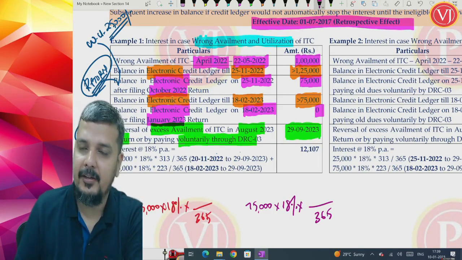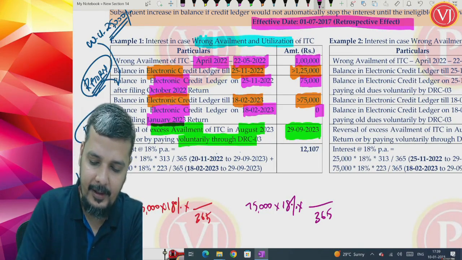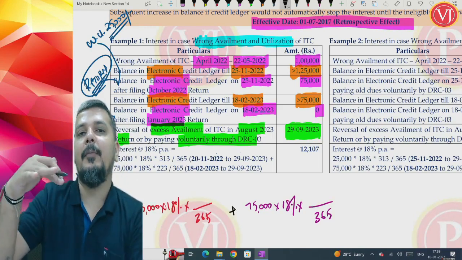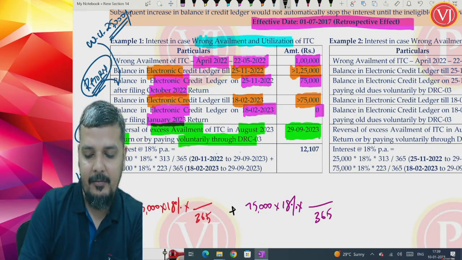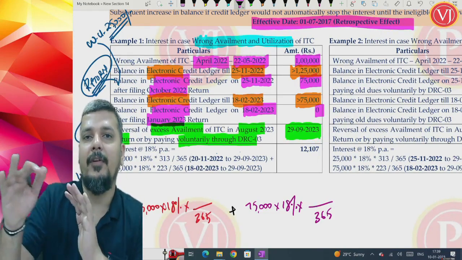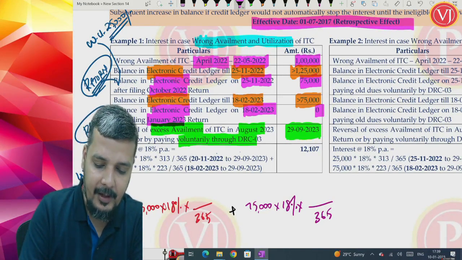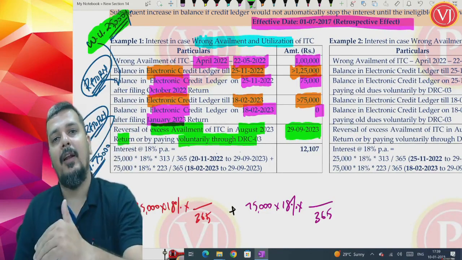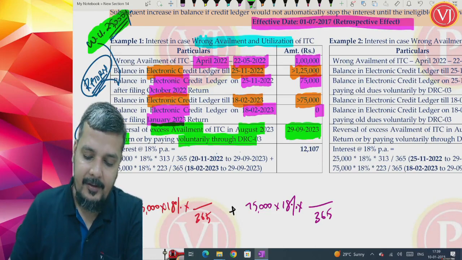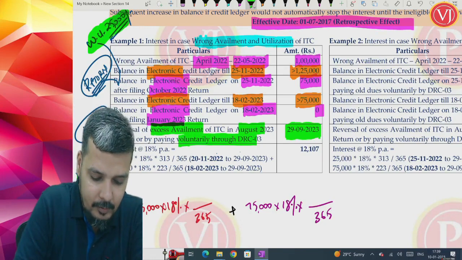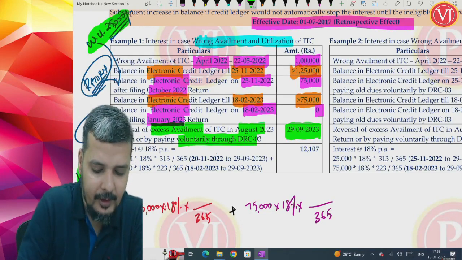Now, what is the from date? So, I am calculating interest in two parts. Because when my wrong availment was of 1 lakh, the first time my credit fell below 1 lakh, the credit was 75,000 and it remained more than 75,000 for some time. So in the first part, my wrong utilization of credit was only of 25,000, because though my credit came below 1 lakh, it was 75,000 for some more time. The second time, my credit came below 75,000 and it became 0. So wrong utilization was 75,000.